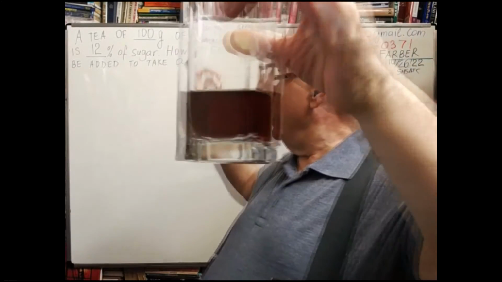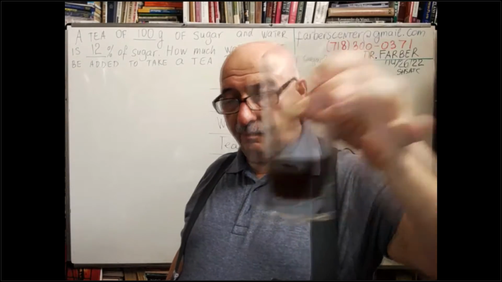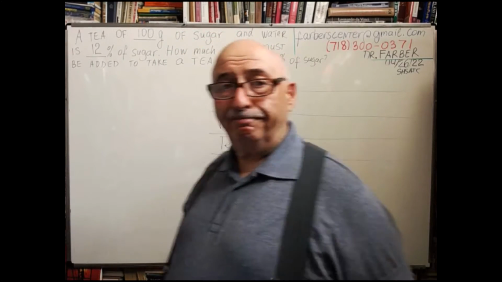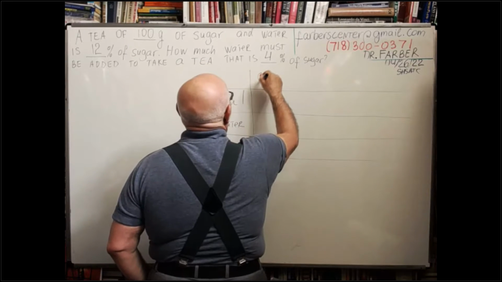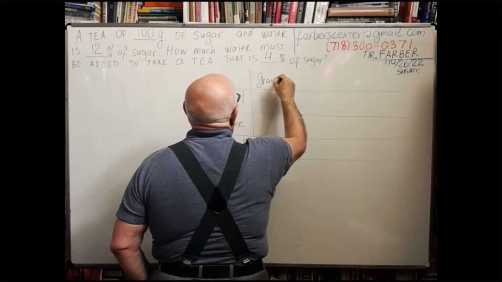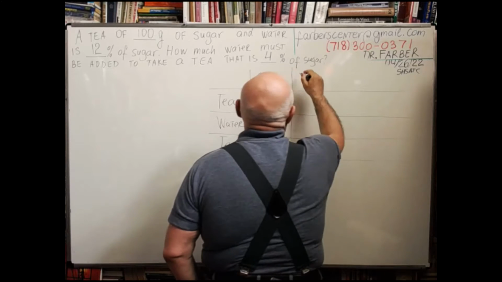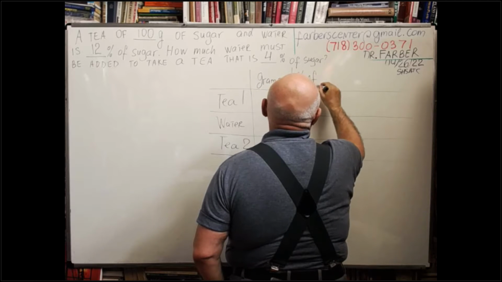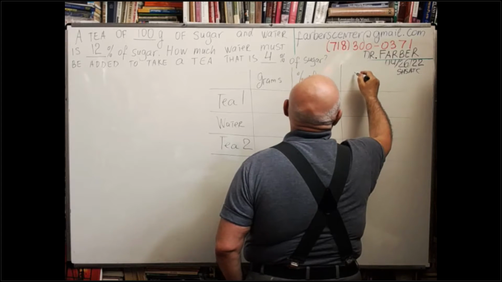What we know is 12% of sugar. Okay, very sweet. Let's add some water. So we have here grams, percent of sugar, and grams of sugar.